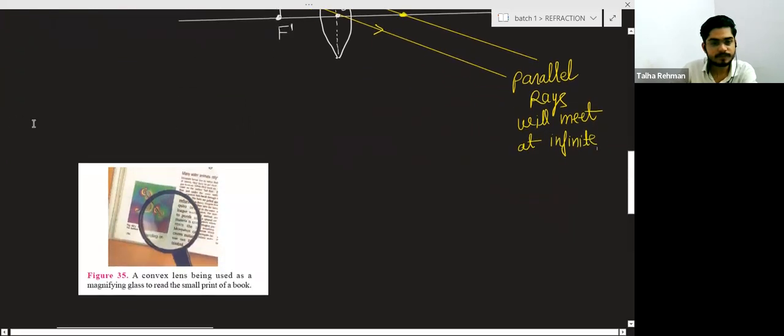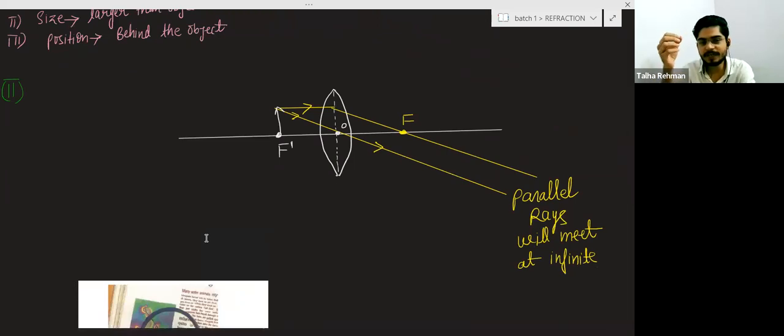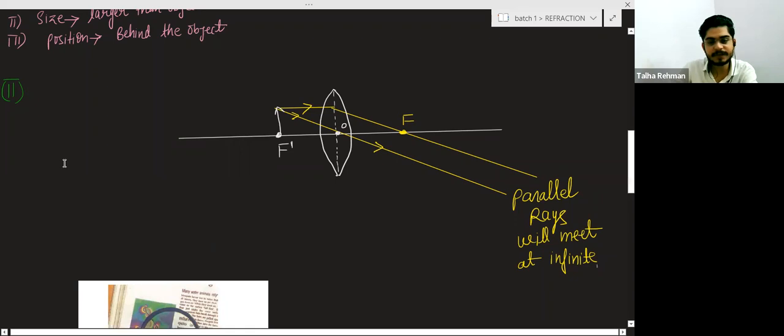And you can say that the point where the rays meet will be the point where the image will form. So the image will be formed at infinite because the rays are meeting at infinite. Okay.